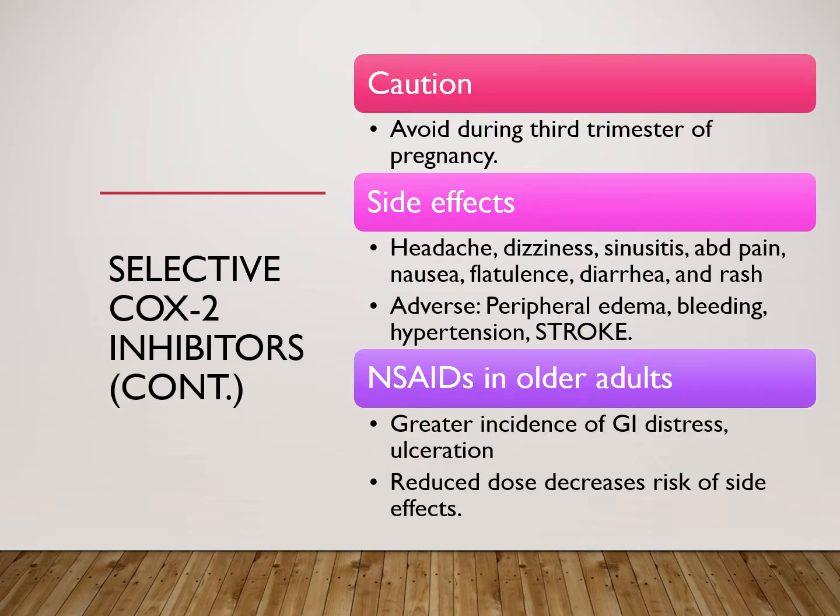This can be taken PO, and we're talking about Celebrex now, 100 to 200 milligrams QD or BID, a maximum dose of 800 milligrams a day. There is a special note here. Some gastric weight loss physicians will allow patients to take this medication in its lowest dose, but it must be taken with food. Caution is to avoid during third trimester of pregnancy. Patients may experience headache, dizziness, sinusitis, abdominal pain, nausea, flatulence, diarrhea, and rash. Adverse effects: peripheral edema, bleeding, hypertension, and stroke.